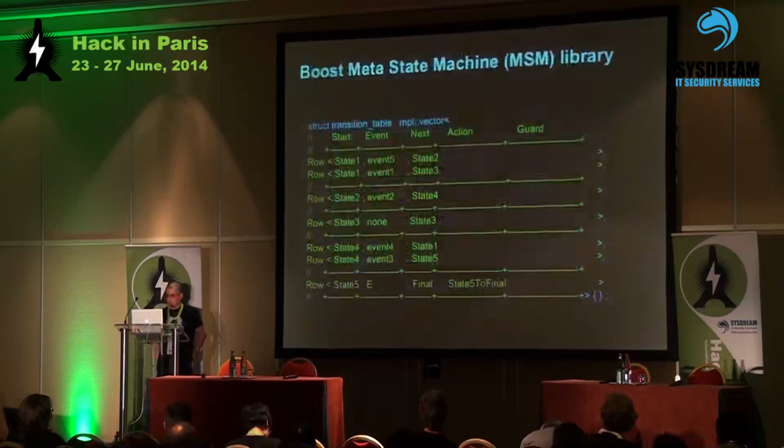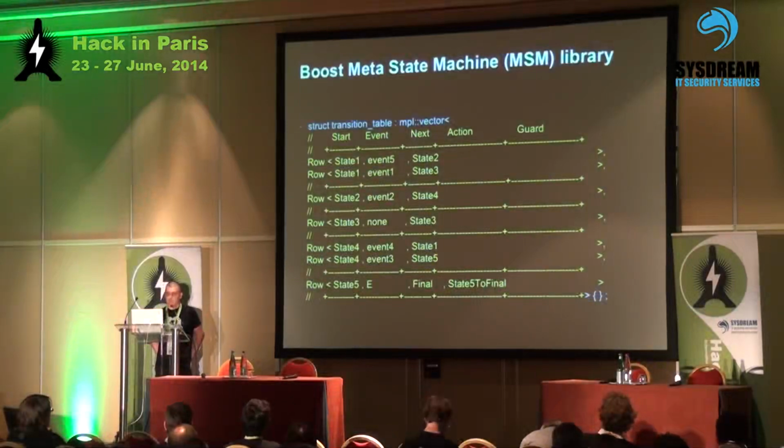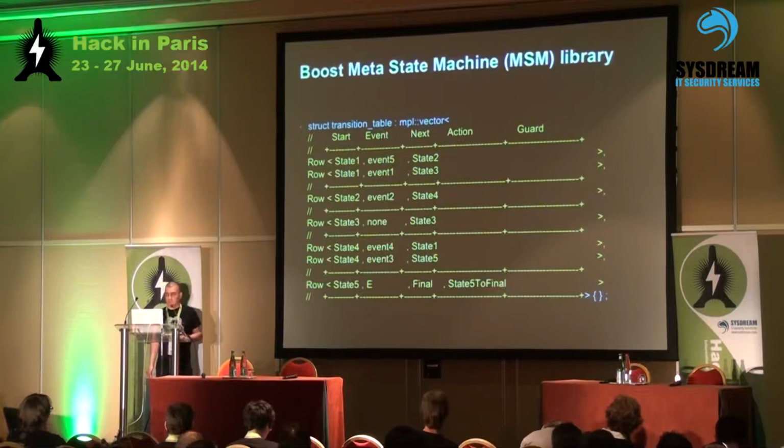To do that, I'm using a library from Boost. Boost is a collection of C++ libraries, and they have a library called Meta State Machine. I'm simply declaring a transition table. It's still C++, and it's completely evaluated at compile time. So the compiler will use this transition table, and with that, it will generate code to implement a finite state machine.